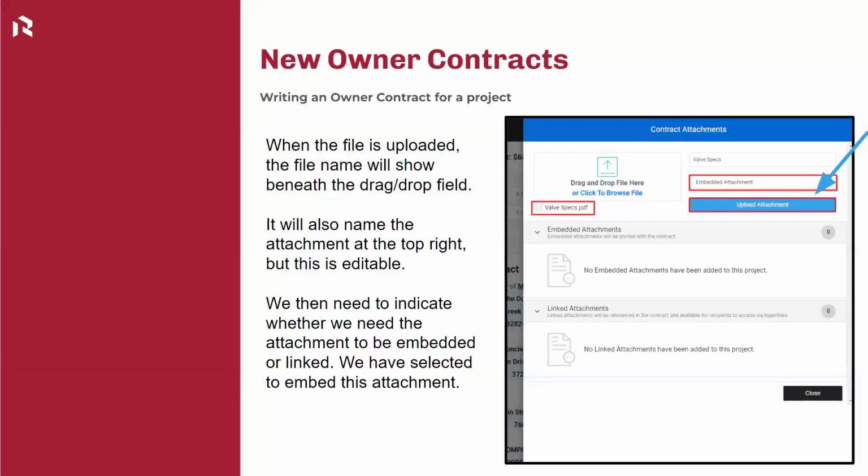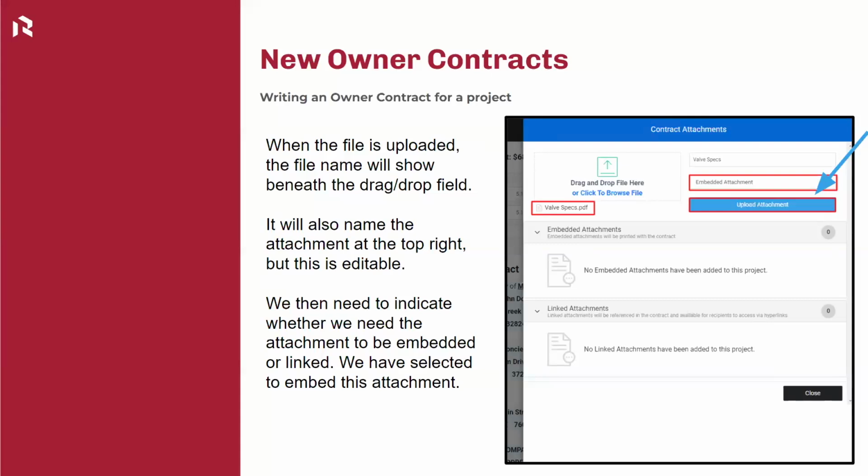So I went ahead and grabbed just a dummy document to use, the valve specs. You'll see that when I dragged it in here, it now shows over on the left side the name of the file. And then up at the top right, it names the attachment for me. But that is editable. So I can go up to where it says valve specs up at the top right, and I can change that to say whatever I need it to say.